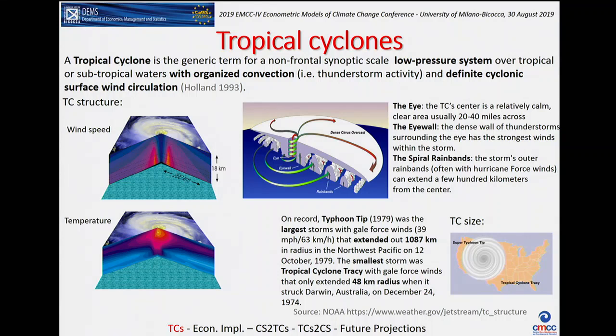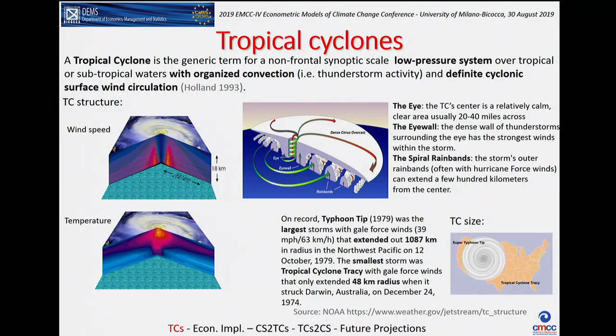The structure is typically this one. You can see here that you have the eye, which is a relatively calm region that is 20-40 kilometers wide. And then you have the eye wall, where you have the maximum precipitation associated, and then the spiral rain bands that can go far, also 1,000 kilometers far from the eye of the tropical storm. So this is just to give you an idea of the dimension of the tropical cyclone.